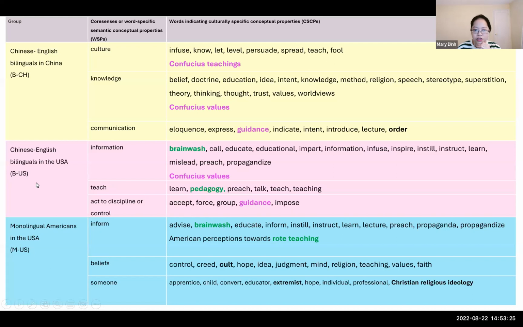But the bilinguals in the United States, they think of it more as an act to discipline somebody, to control a group. So this one is a little bit stronger than the monolingual. They start to think of it in a way that is a little bit different from Americans as well, right? So they're not only different, they're a combination, but when you look at the characteristics, it is different both from the bilingual in China and from the monolingual in the United States.